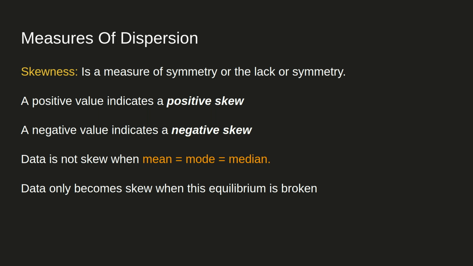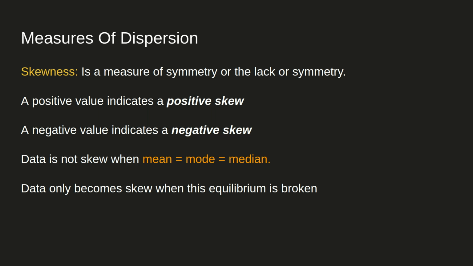So what does all this skew mean? We'll look at it using a graph. Data is not skewed when the mean equals the mode equals the median. You might be confused, but to look at it a bit more, I have a graph that explains this further.